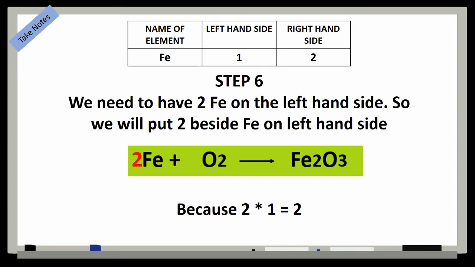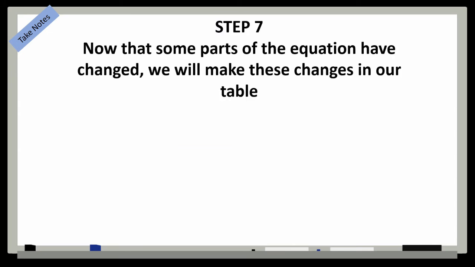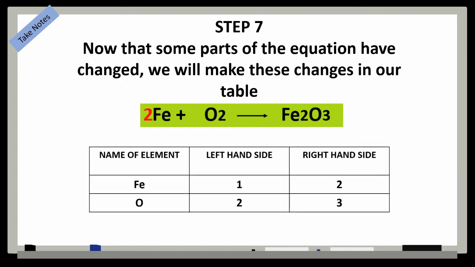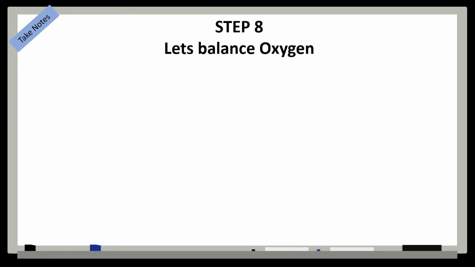Now I'll make the necessary changes to the table since we have changed the equation. This is the modified equation, and this is the table that we wrote originally. We have made a change: the iron on the left side has changed. So I'll change the LHS iron to 2, marked by the red number. Now let's proceed to the next step.